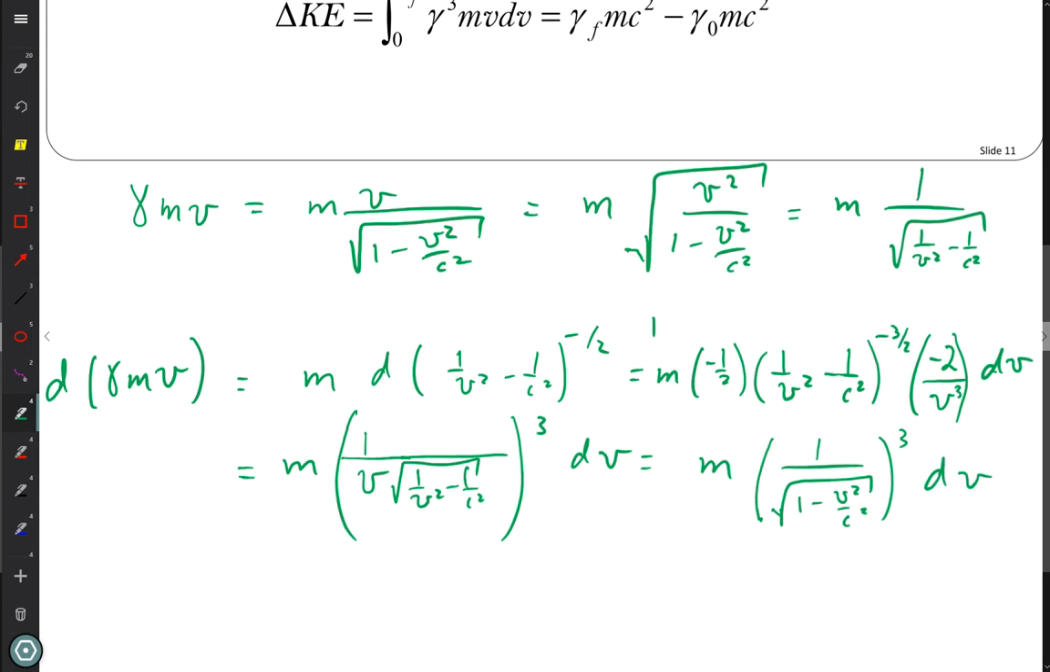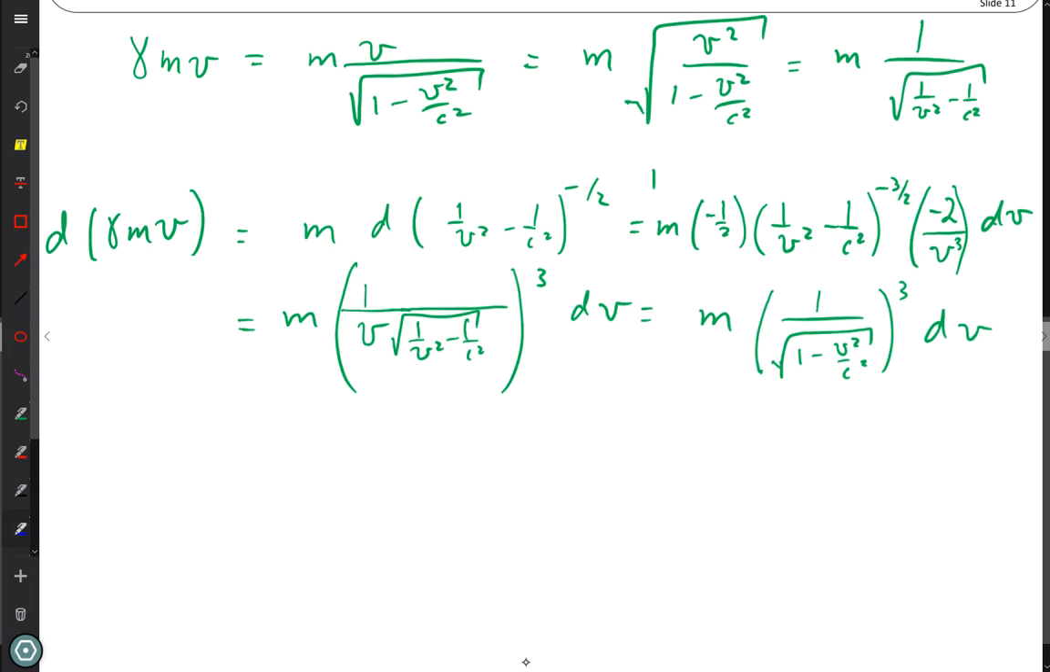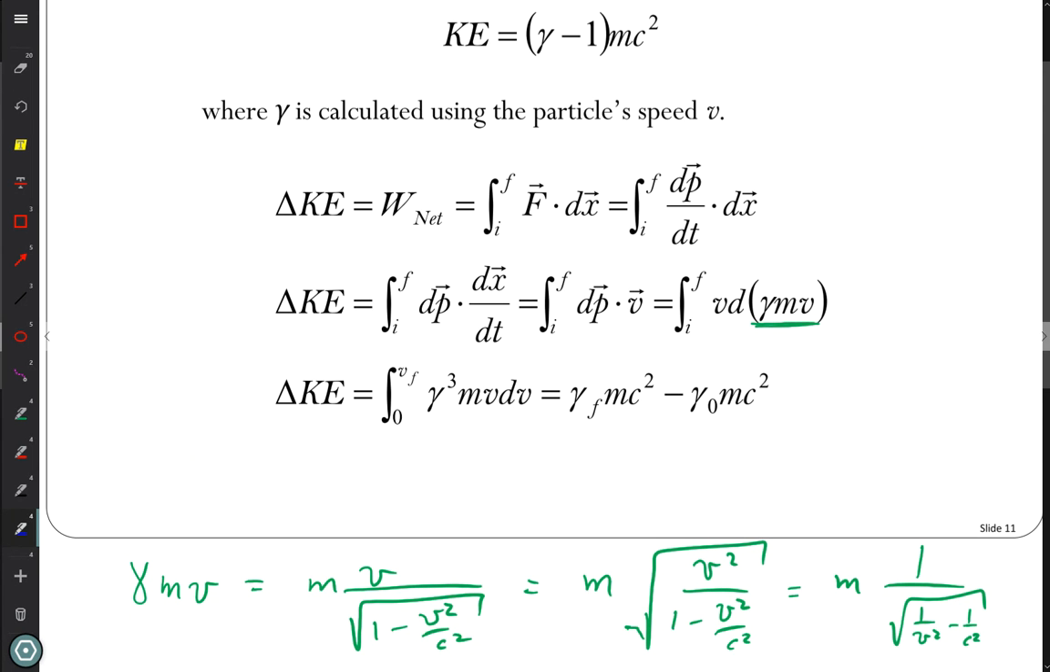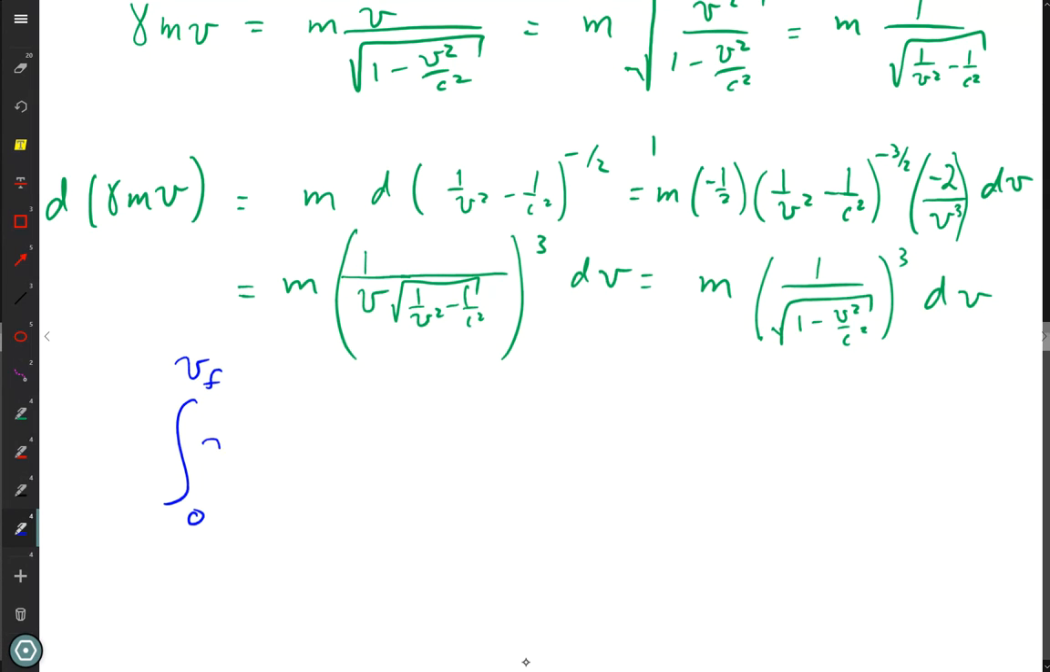Actually, I guess I did bring it back into gamma cubed, because that is gamma cubed that I have there. The thing in parentheses is gamma. And so now I need to do the integral from a speed of zero to whatever my final speed is of v times d that stuff, so of v times m. So I need to do that integral.